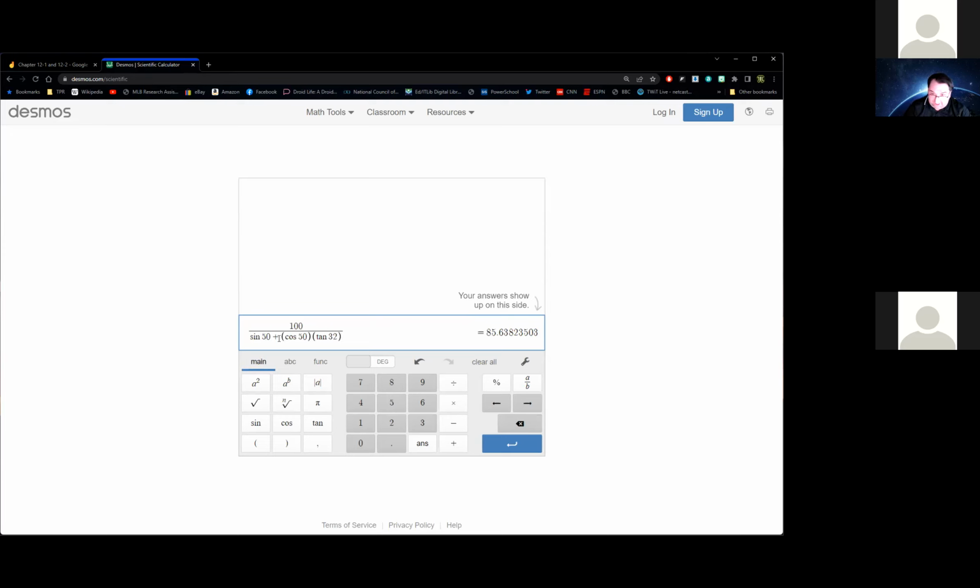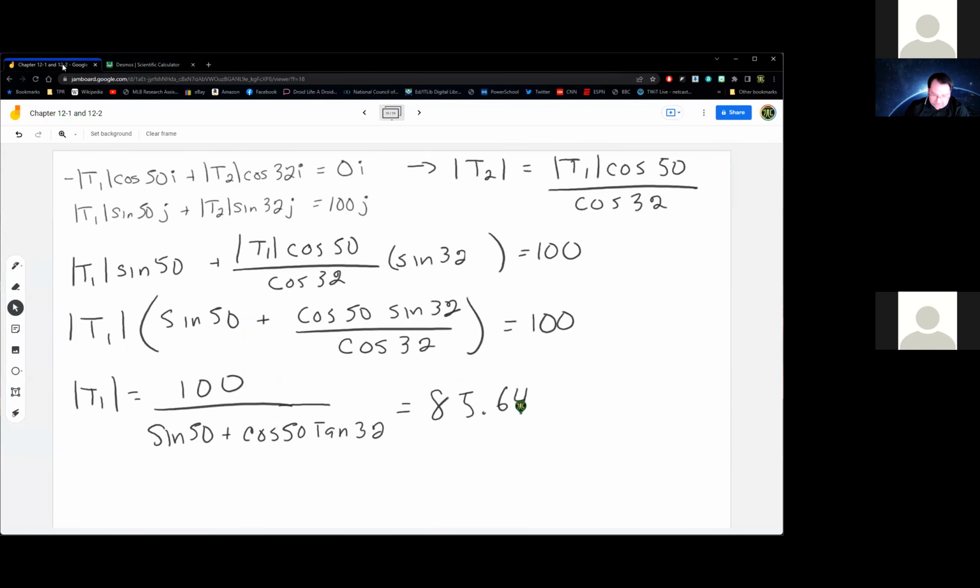So that answer is 85.64. And then the magnitude of T2 we already had was the magnitude of T1 cosine 50 over cosine of 32. So we now know that that was 85.64 cosine 50 over cosine 32.